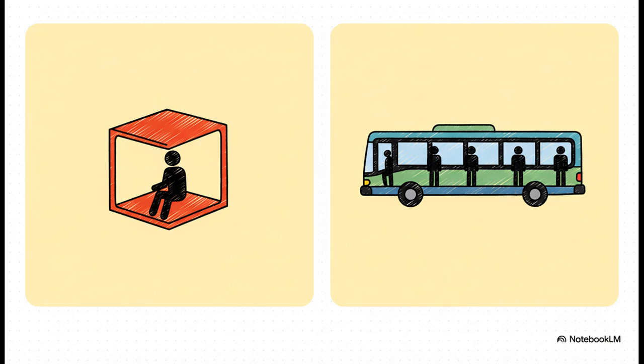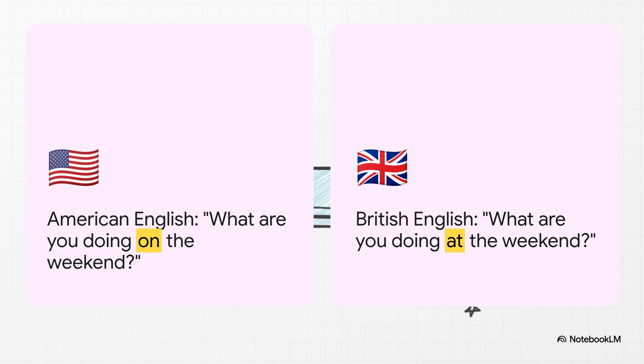Oh, here's another classic. Vehicles. Why are you in a car, but you're on a bus? Well, it actually comes right back to our geometric rule. We tend to think of a car as a small, private box that we get into, but public transport, like a bus or a train, feels more like a big platform that we step onto. Makes sense, right? And sometimes the right answer just depends on which side of the pond you're on. In American English, you do things on the weekend, but in British English, it's at the weekend. So hey, if you get this one wrong, you can just say you're speaking a different dialect.